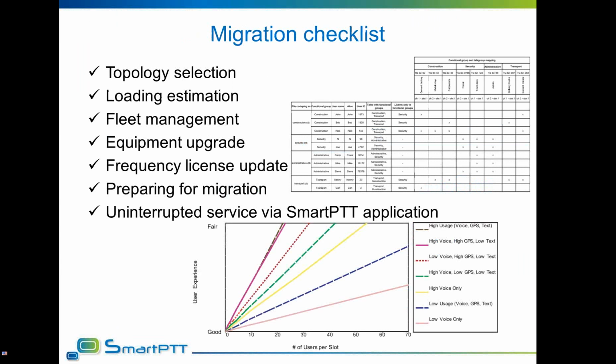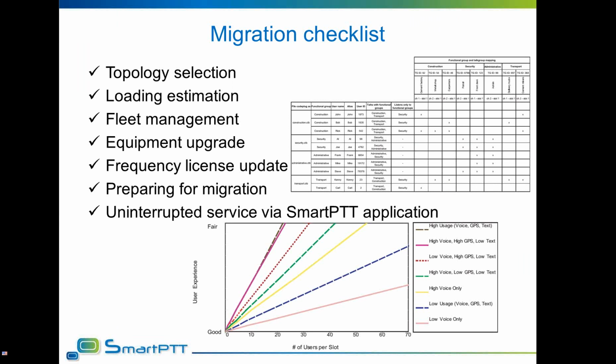When preparing a migration process, you will need to go over the following checklist. First, select a topology to migrate to. You will need to decide which topology will give you the best available experience-to-price ratio. Next, estimate the loading on the radio network. Motorola System Planner gives an estimation graph, which allows you to decide whether available system resources will be enough to serve a predefined number of subscribers or not.